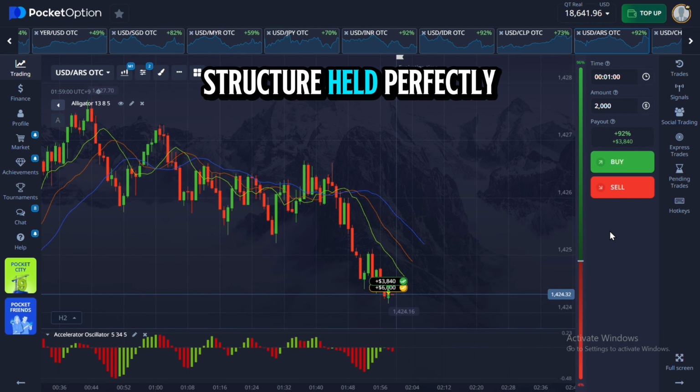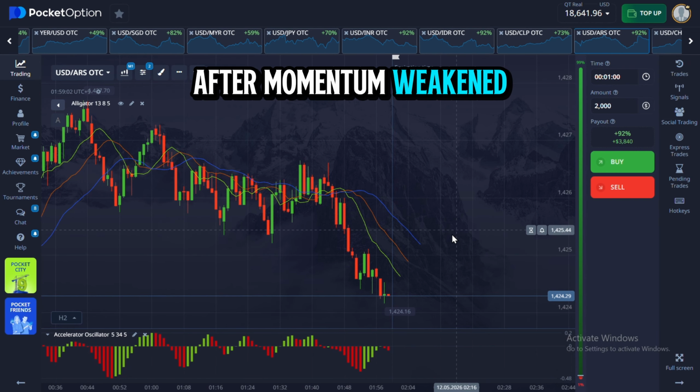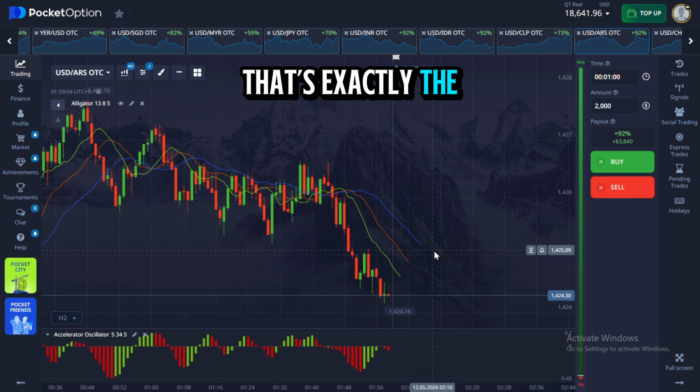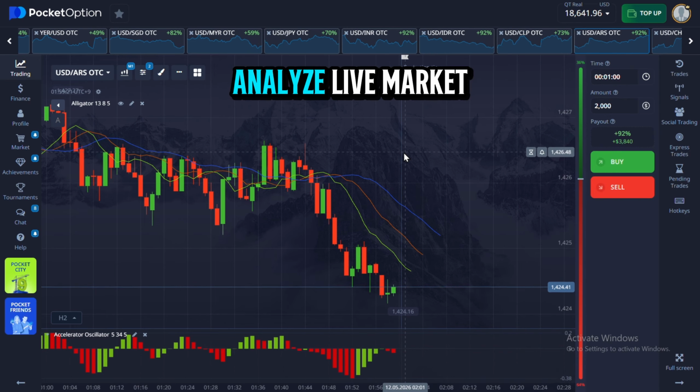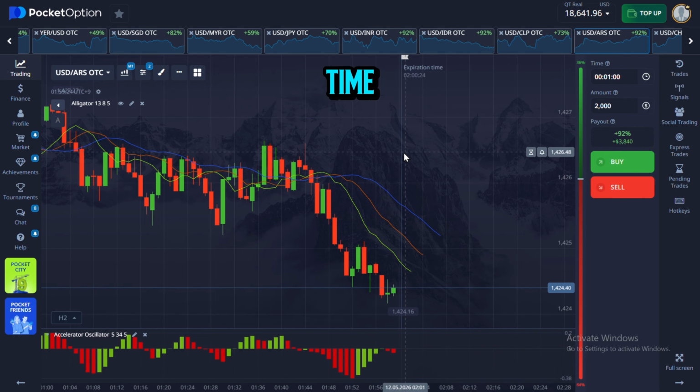Notice how the structure held perfectly after momentum weakened. That's exactly the type of behavior the AI is designed to identify, not random spikes, not emotional movement, but controlled changes in pressure and momentum. Again, this session was purely educational. The goal is not to promise results. It's to understand how intelligent systems analyze live market behavior in real time.